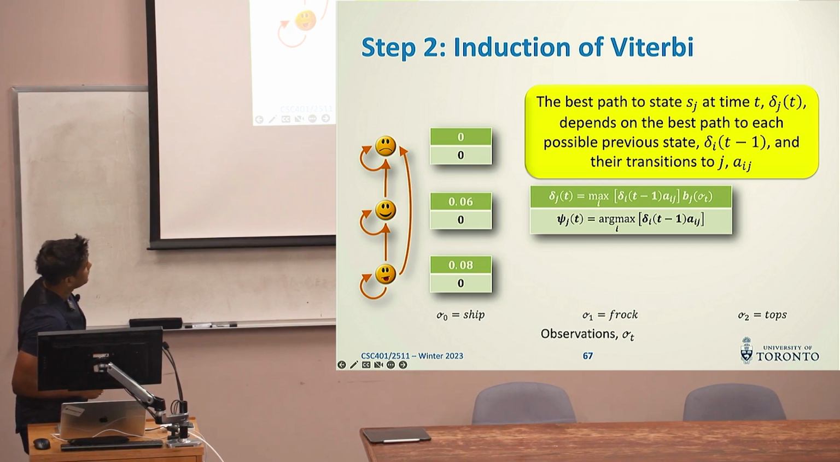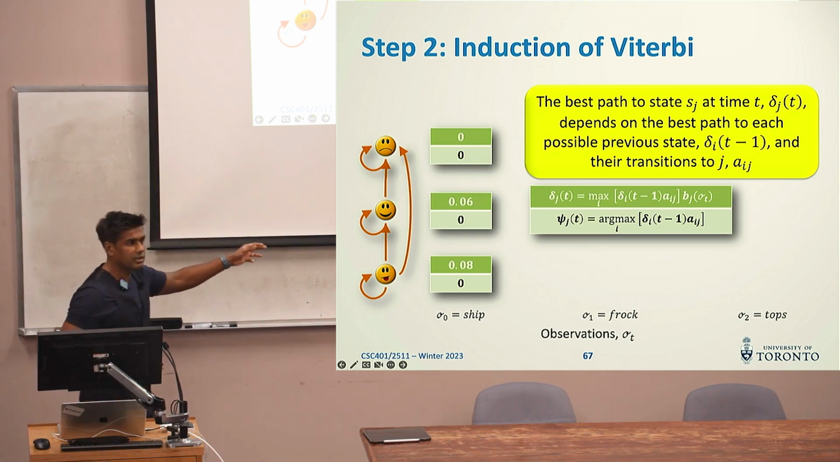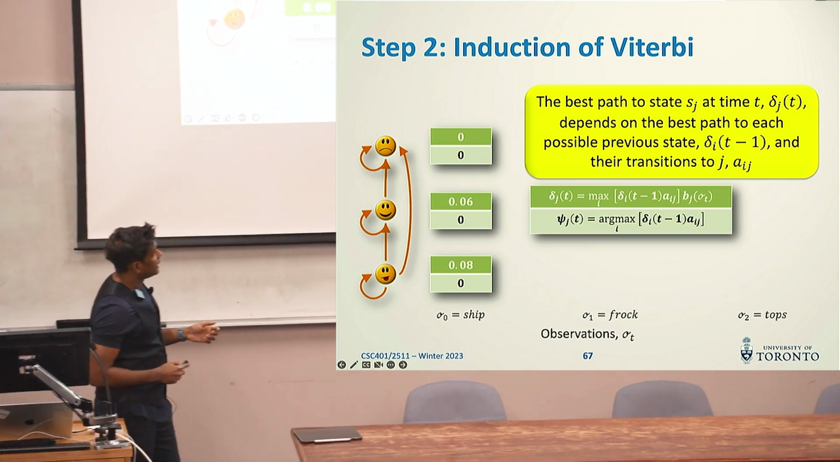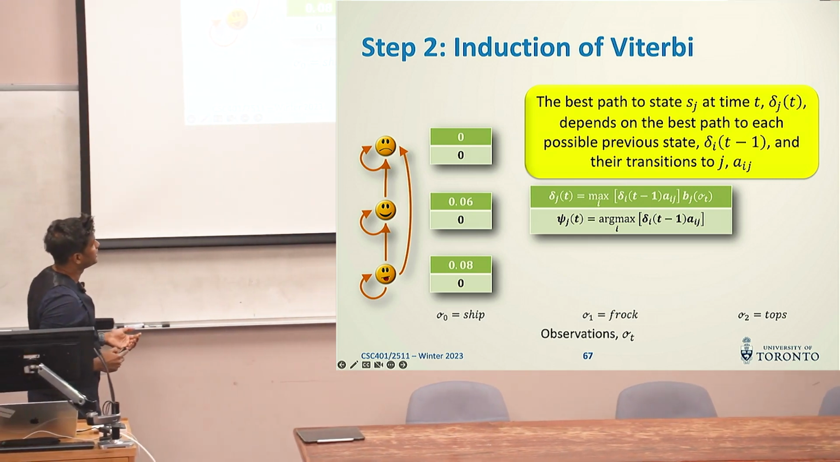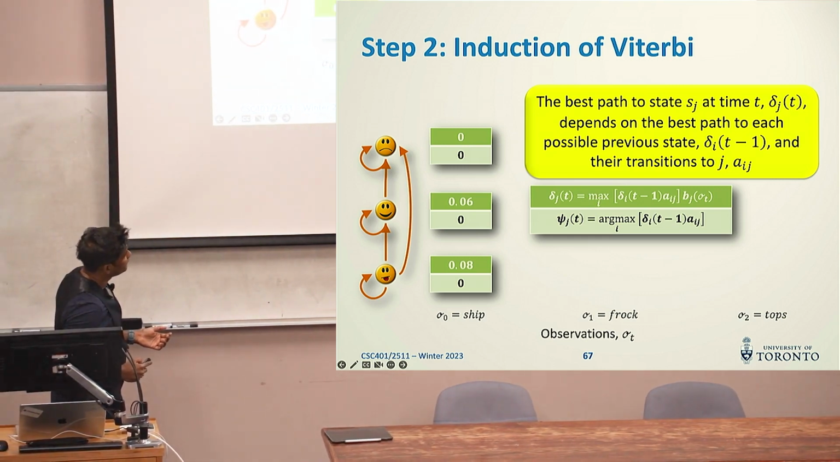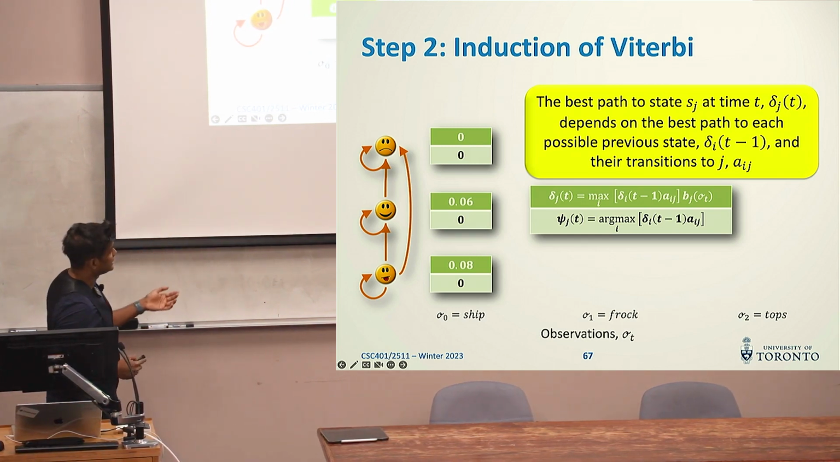So if you're in state j, then you take the max of delta i over all possible previous states in the previous time step t minus 1, multiplied by the transition probability from state i to j. And notice that the emission probability is outside the max operator because it's constant, right? Our observation at t is fixed and the emission probability in state j is fixed, so the only thing we're concerned about is the previous step's delta value and the transition between state i and j.